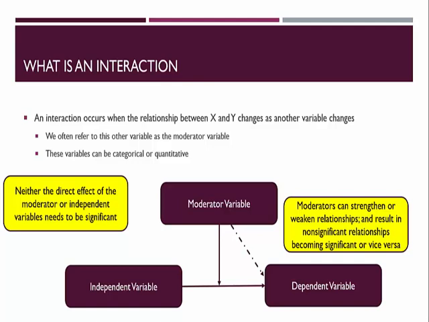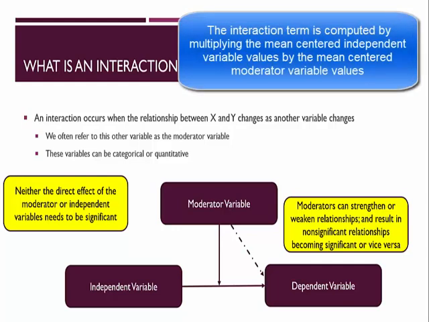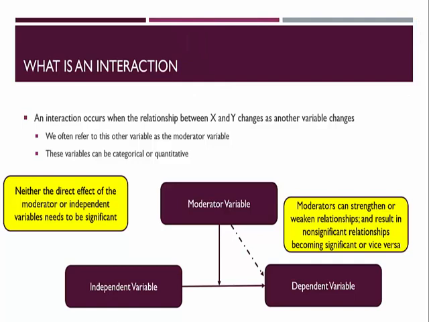We can compute that interaction term by mean centering the independent variable and mean centering the moderator variable, and then multiplying the mean centered independent variable by the moderator variable. Moderators can strengthen or weaken relationships between an independent variable and a dependent variable. And they also can result in non-significant relationships between an independent variable and a dependent variable.